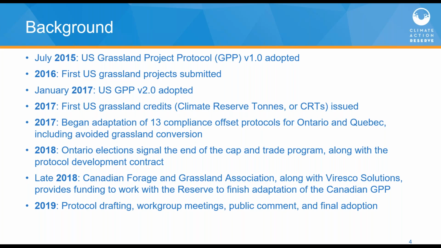And through that process, we also updated the protocol to version 2.0, which was adopted in 2017. And during that year, we issued our first carrots for grassland projects. At the same time, we were engaged under a contract with the governments of Ontario and Quebec to begin adapting 13 compliance offset protocols for use by projects across Canada to support their provincial cap and trade programs. That included avoided grassland conversion. So that's when we began adapting the US grassland protocol for use in Canada.